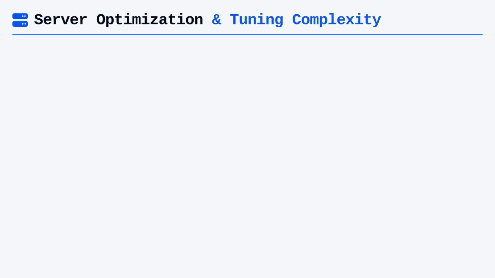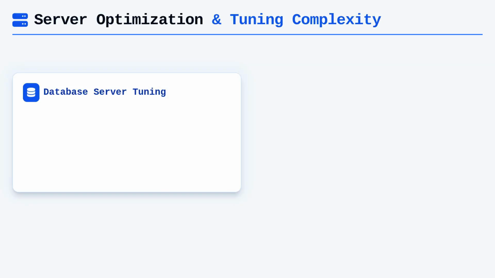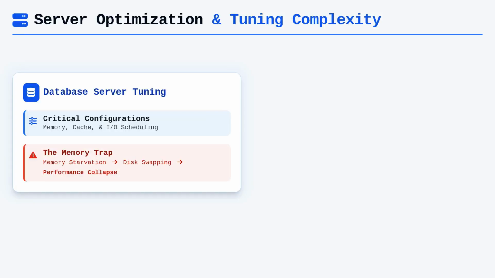As we move toward database and application servers, the complexity of tuning increases significantly. A database server is rarely a set-it-and-forget-it component. It requires meticulous configuration of memory, cache, and I/O scheduling. If your database engine is starved of memory, the system will swap to disk, leading to a precipitous decline in performance that no network upgrade can fix.